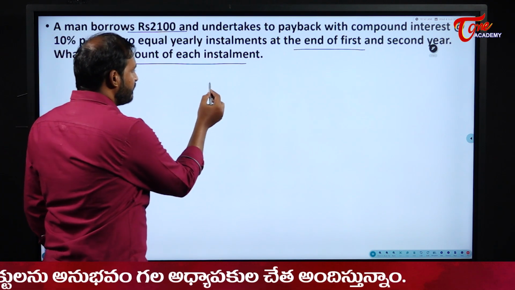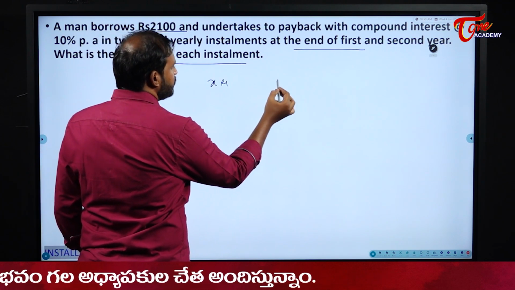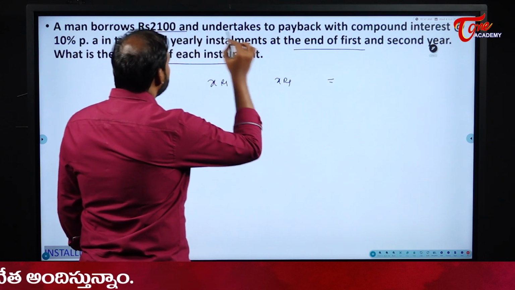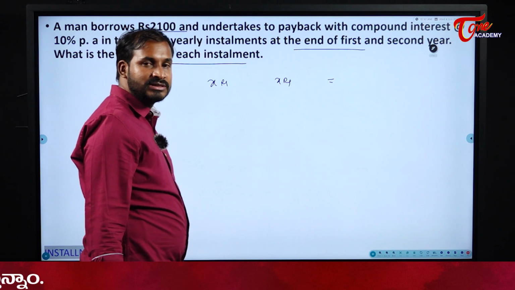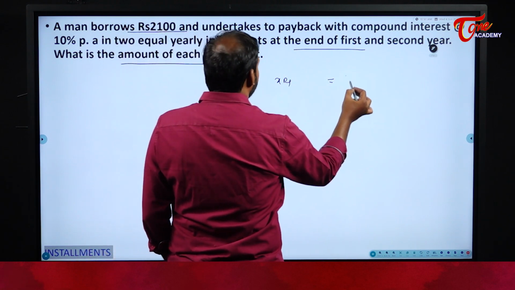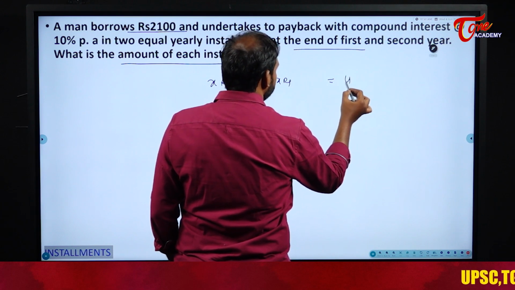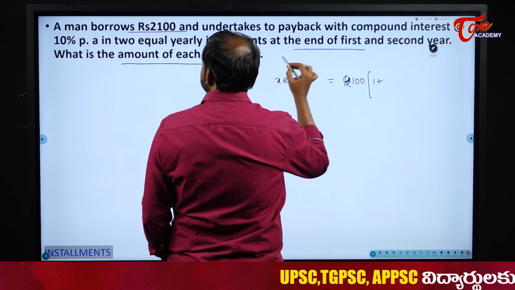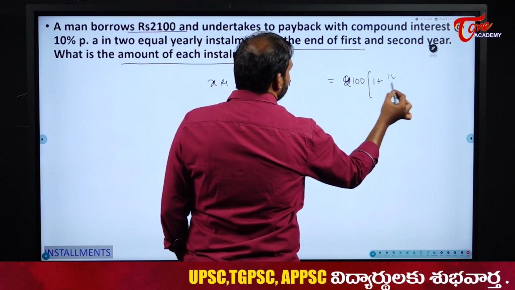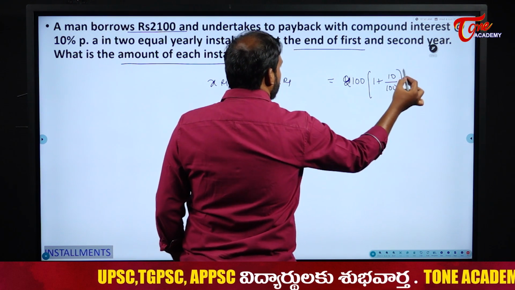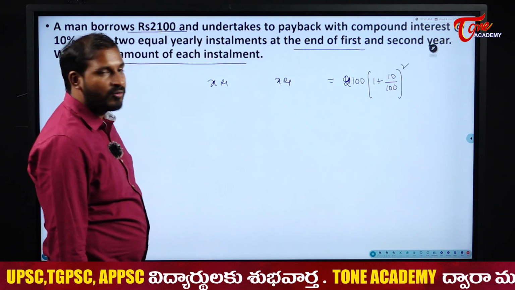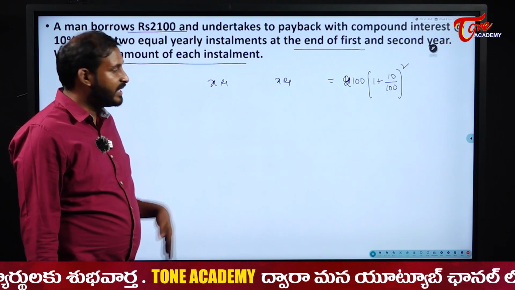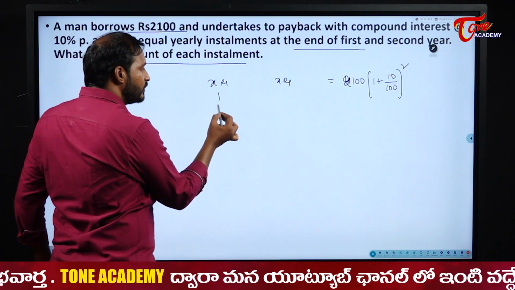So, every year how much do you need to pay, how many installments? 2 yearly installments. That means the first installment is X rupees and the second installment is X rupees. This should be equal to what? An amount. Amount after 2 years. What is the formula in compound interest? Principal into, that is 2100 into 1 plus, what is the rate of interest? 10% by 100 whole square. That is the amount after how many years? Amount after 2 years.